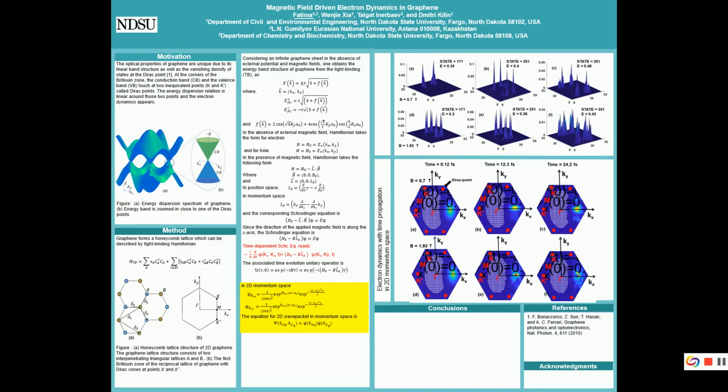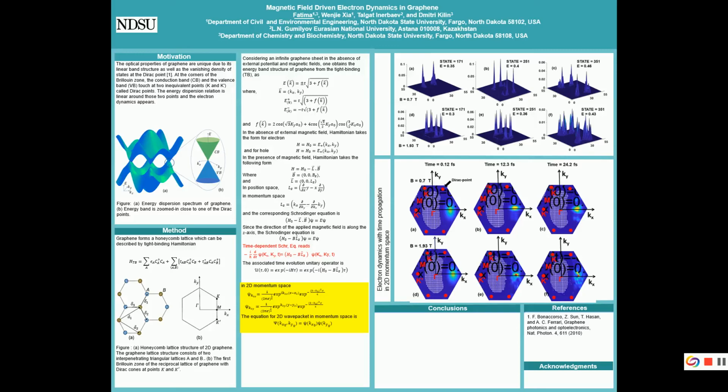So, the magnetic field is applied along the z direction, and the angular momentum is also in the z direction. In position space, the angular momentum term is here, and in momentum space, it is this one. Now, when the magnetic field is applied, the corresponding Schrodinger equation is this one. Since we are considering the z direction, we can consider this in the z direction. This equation is a time-dependent Schrodinger equation, and we can apply the time evolution operator to it. And then these are the initial conditions.